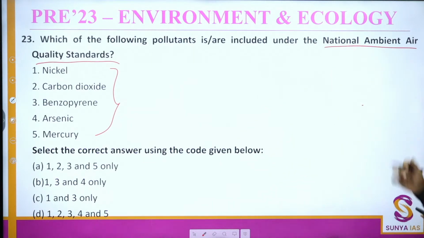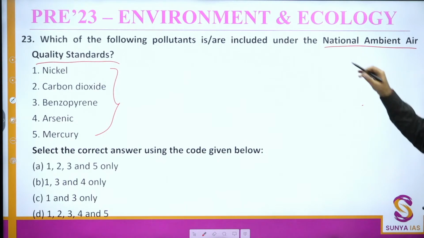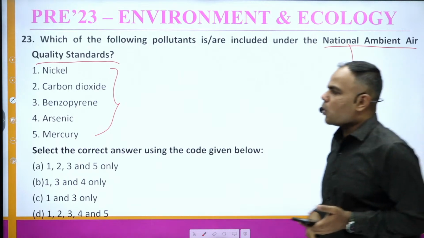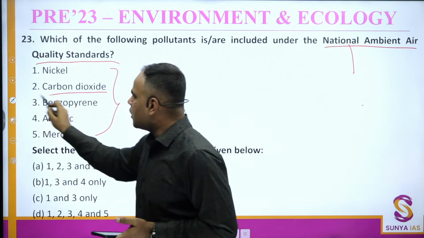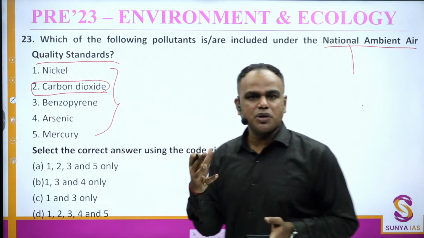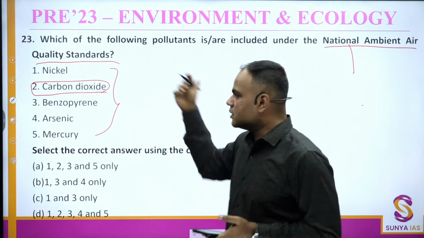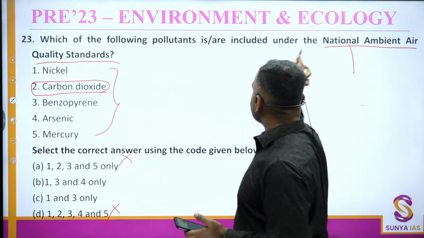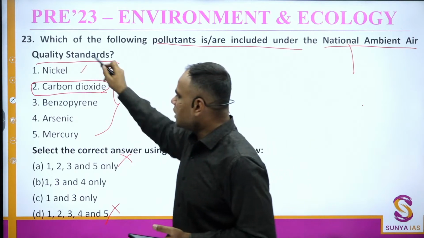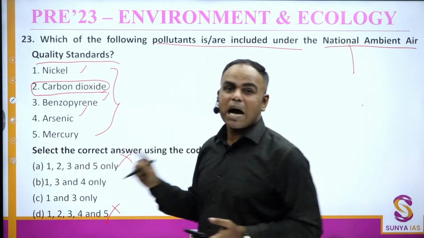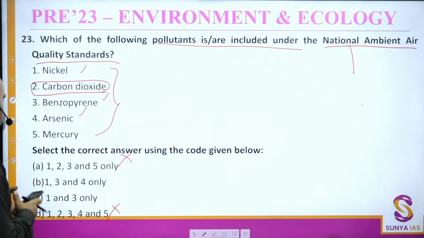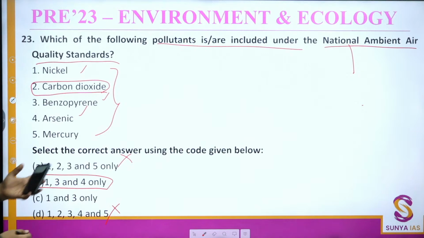Question number 23. You have to see which of the following is a part of the National Ambient Air Quality Standards. Here, what can you eliminate? You can definitely eliminate carbon dioxide. Carbon dioxide is not measured either in AQI or on these standards. Eliminate 2. So what pollutants are included here? You include nickel, benzopyrene and arsenic. Mercury as a heavy metal here is not included. So the answer becomes 1, 3 and 4.